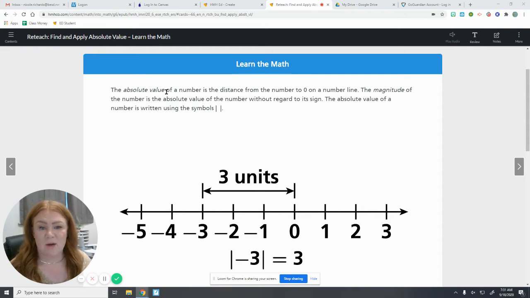So this is going to help you review the absolute value. So if you're doing the Reteach Learn Your Math, please be sure to watch this video to help you out. If you're not doing the Reteach, you are welcome to follow along though.